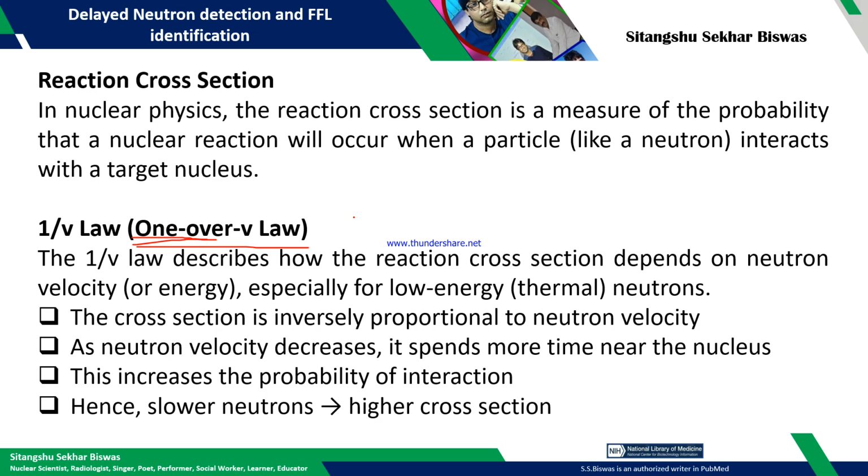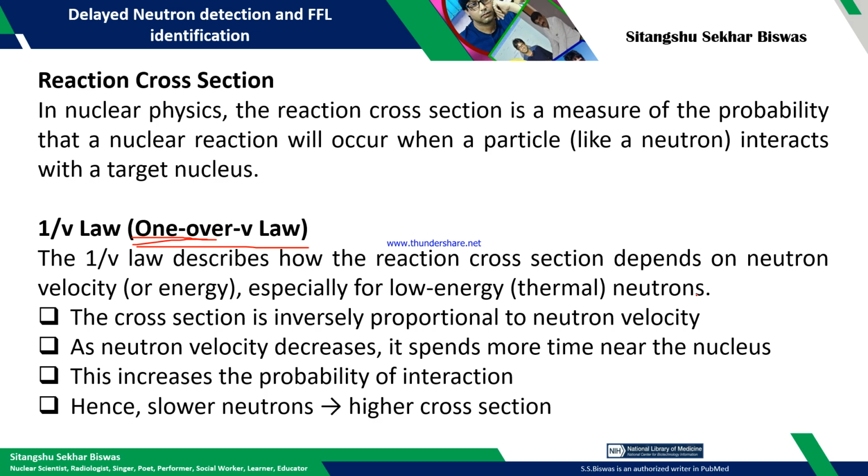So in this aspect, the 1 over v law, I think you are all familiar with it. This law describes how the reaction cross section depends on the neutron velocity or energy, especially for thermalized neutrons. As the name suggests, the cross section is inversely proportional to the neutron velocity. As the neutron velocity decreases, it eventually spends more time near the nucleus.